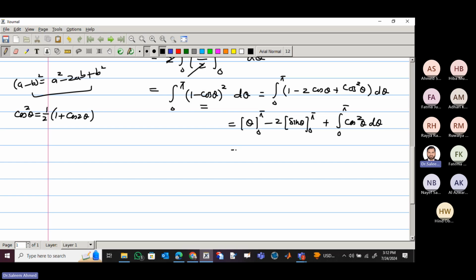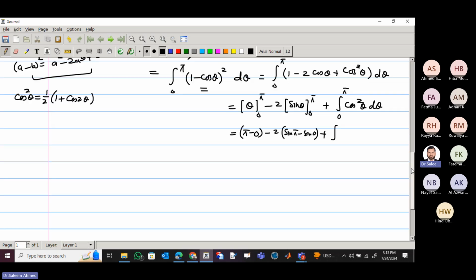So this is easy. This becomes pi minus 0. This becomes 2 times sine pi minus sine 0, right? I can put that. But here I have trouble. How to integrate this one? Whenever you have cos squared theta or sine squared theta, we use this formula. These are called half angle. Only the sign differs: for cos you have plus, for sine you have minus.